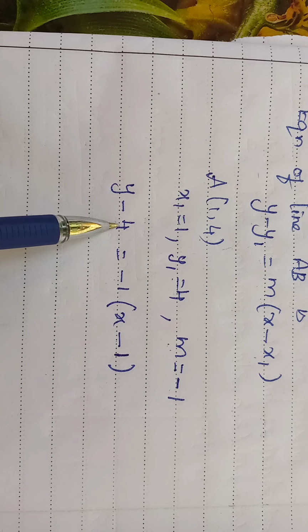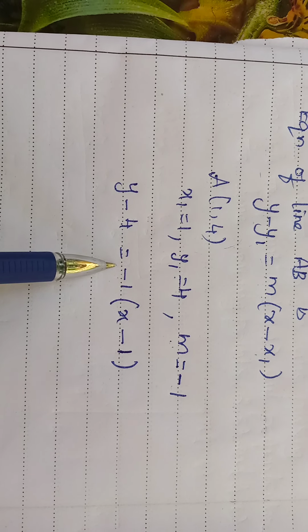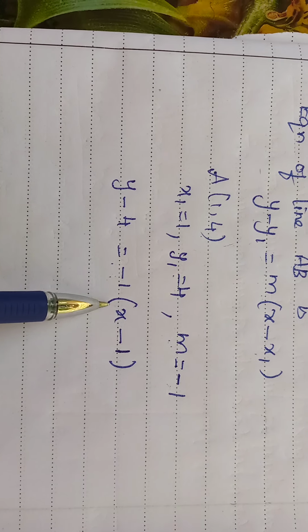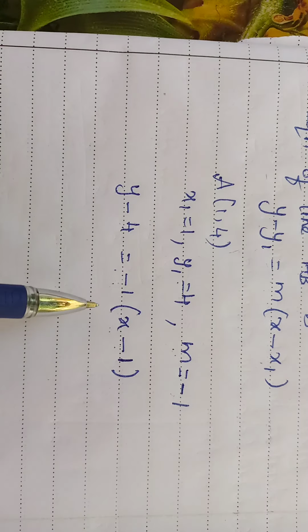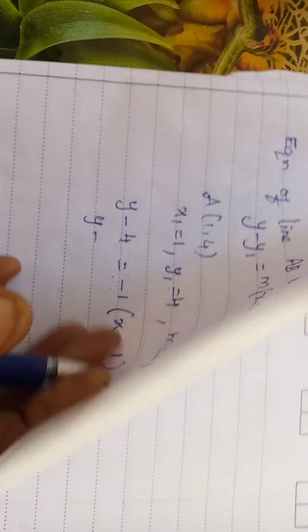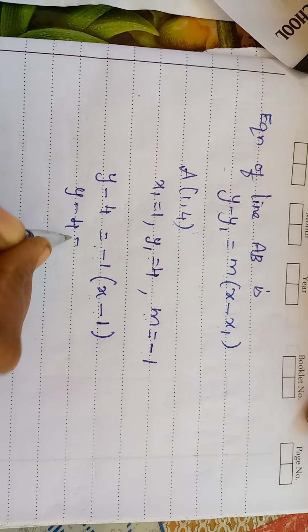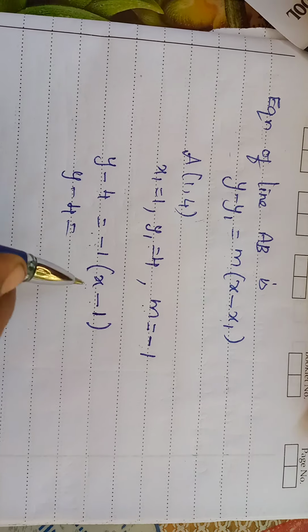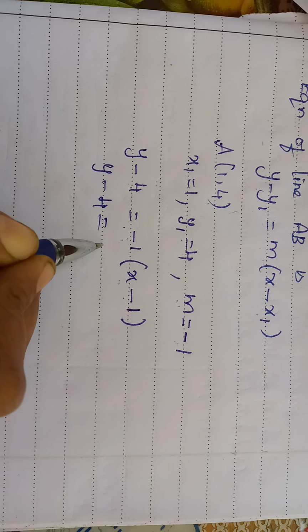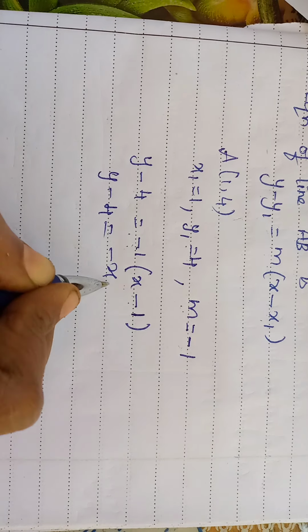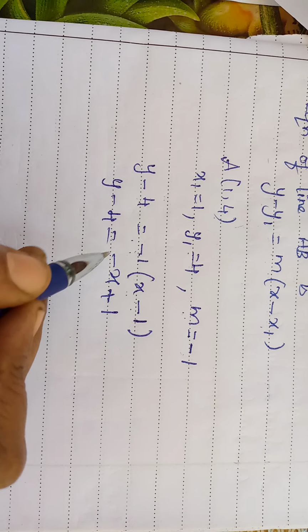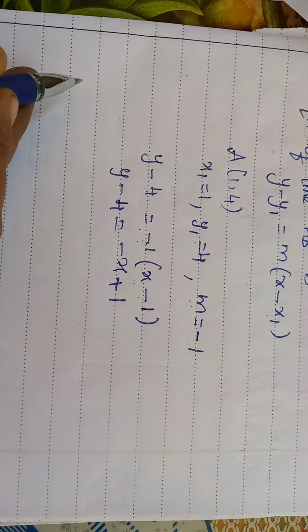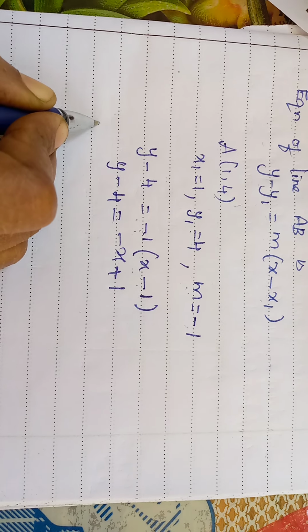So y minus 4, where y1 is 4, is equal to minus 1 into (x minus 1). That is, y minus 4 is equal to, let's multiply the two terms by minus 1. Minus 1 into x is minus x. Minus into minus gives plus 1 into 1, which is 1.